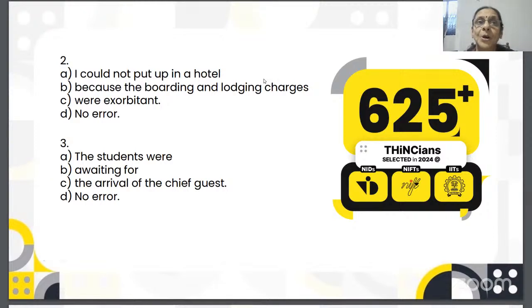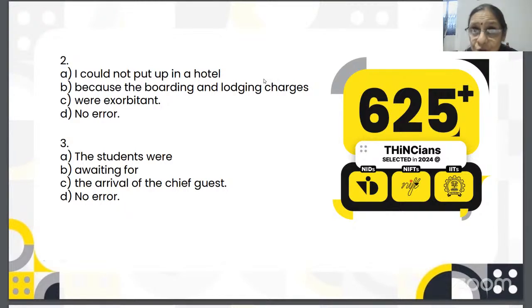The students were awaiting for the arrival of the chief guest. Which part might be erroneous? Here, the erroneous part is not D, no error. It is B. That is, the students were awaiting for is wrong. Whenever you use the word awaiting, do not use for. So the students were awaiting the arrival of the chief guest. That is a correct answer.